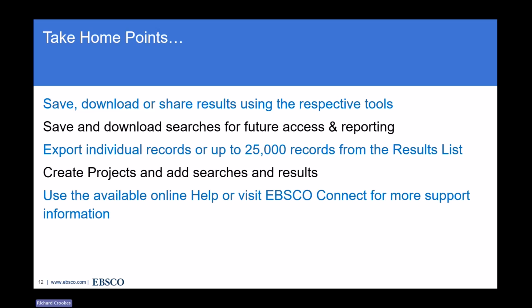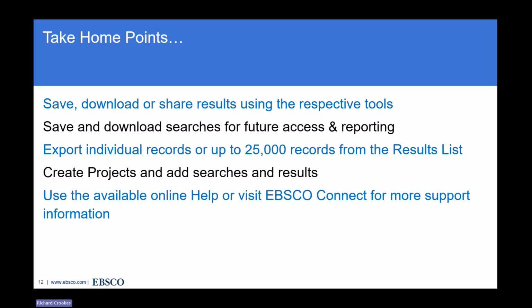So we've seen how to do that through the search history on the result list page and also the recent activity page, the search history there also. And also you can export individual records or up to 25,000 records from the result list. Again, that figure increases to 100,000 in a 24-hour period. So if you're working on other searches, then you obviously can use that multiple times, as it were.